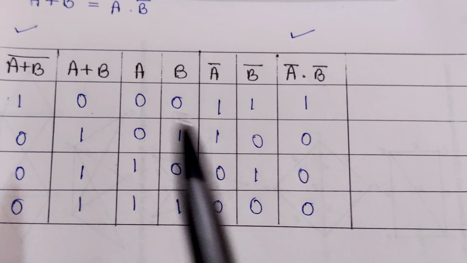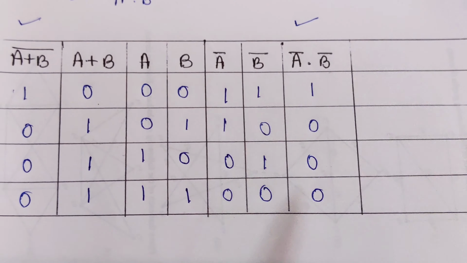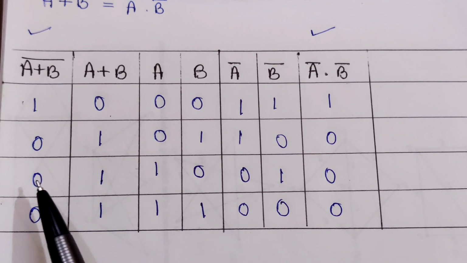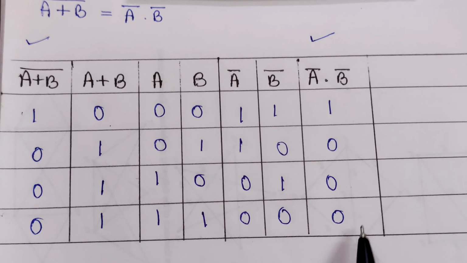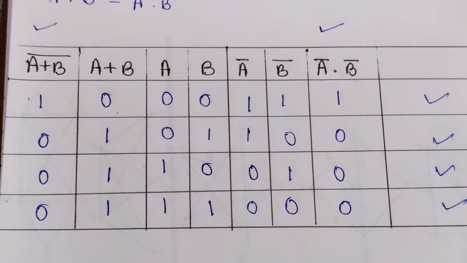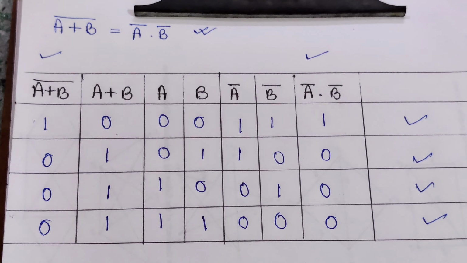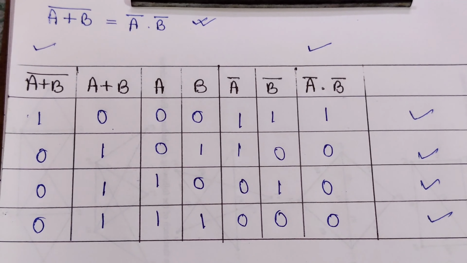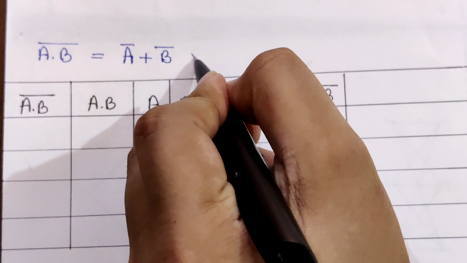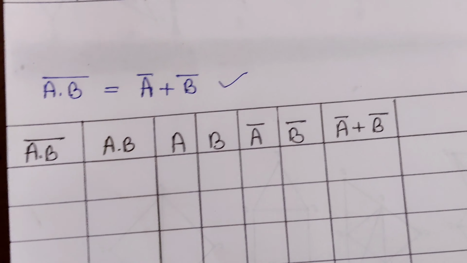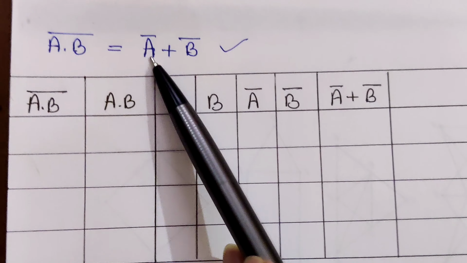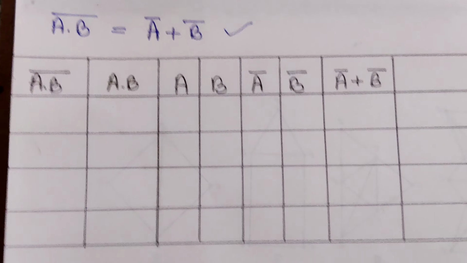Now if we try to match this LHS and RHS, then 1 here also 1, 0 here also 0, 0 here also 0, 0 here also 0. So all these are matched. So we can say the first theorem is proved. Moving on to our next theorem. So this is the next one, that is (A and B) whole complement equal to A complement or B complement.